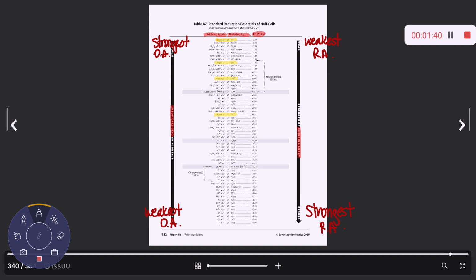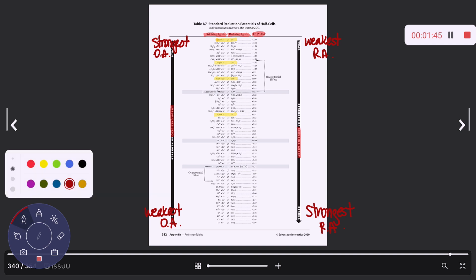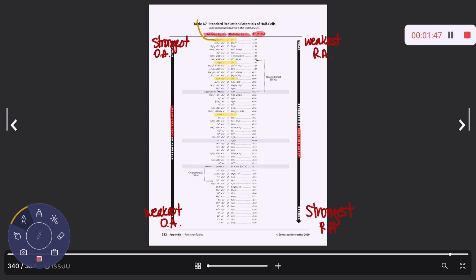The oxidizing strength actually corresponds to the electronegativity. So because fluorine is the most electronegative, it will be the strongest oxidizing agent. Okay, so you may want to make a note that electronegativity is directly related to oxidizing agent strength.